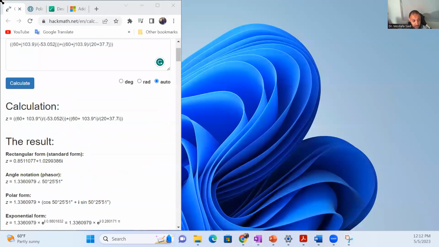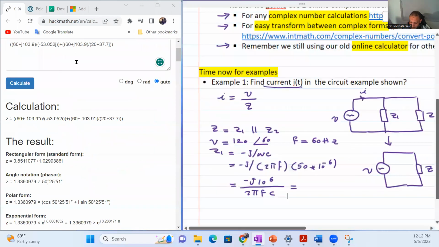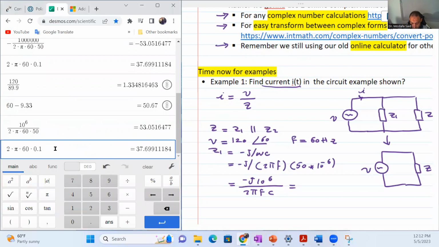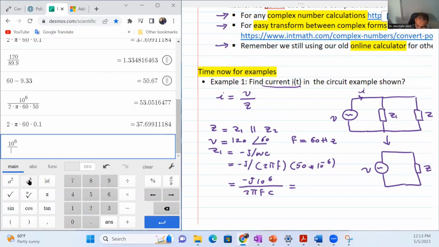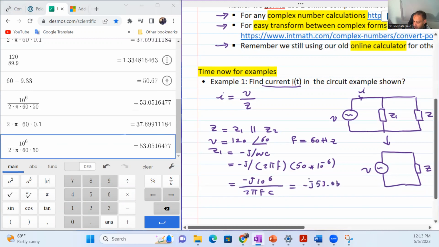Let's put it on the side. So we have 10 to the power of 6, very simple to do here, divided by 2 pi. So 2 multiplied by pi, just write pi and it will convert automatically to the pi symbol. F is 60, and C is 50. So this will be minus J 53.052.